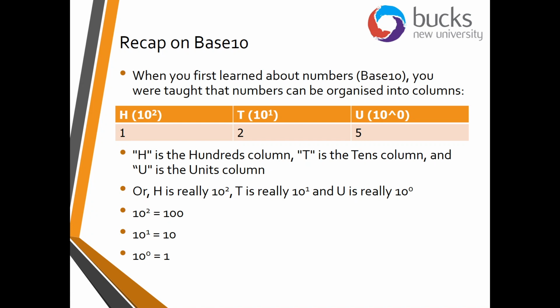So 10 to the 2 we would see as 100, 10 to the 1 is 10, and 10 to the 0 is 1. Anything to the 0 is always 1. So whether it was 2 to the 0, 3 to the 0, 8 to the 0, 16 to the 0, anything to the 0 is essentially 1. Anything to the 1, like 10 to the 1 here, is the base number. So if this was 2 to the 1, it would be 2. If it's 10 to the 1, it's 10. If it's 16 to the 1, it would be 16.